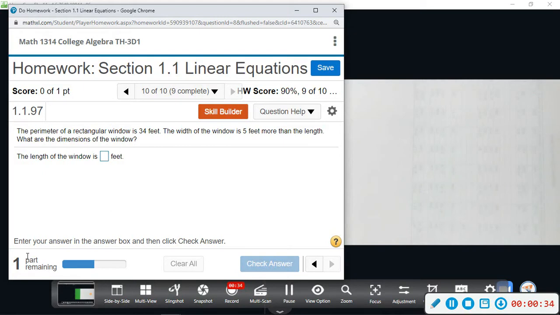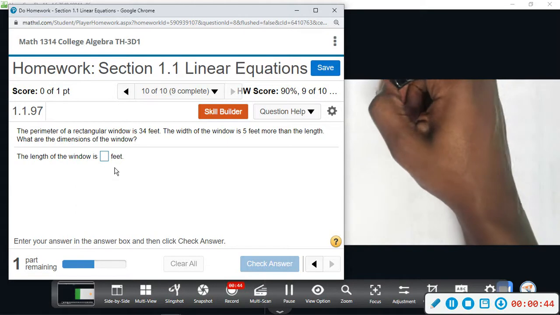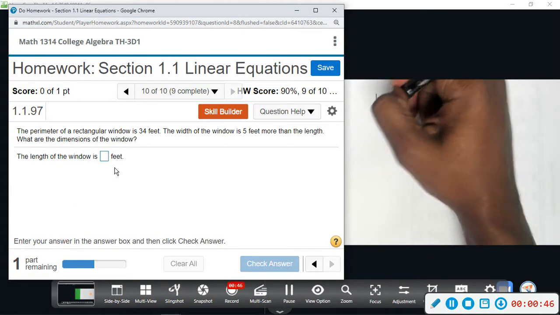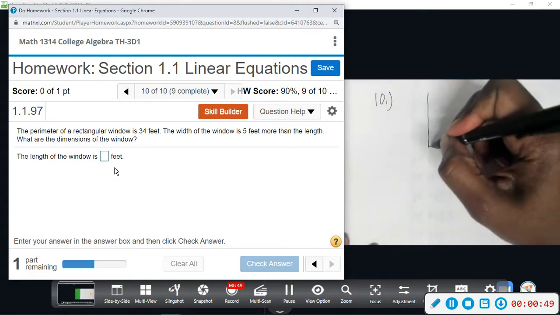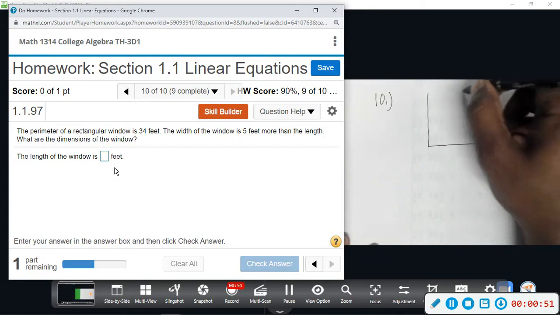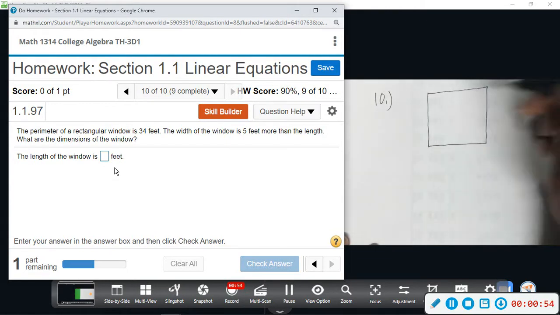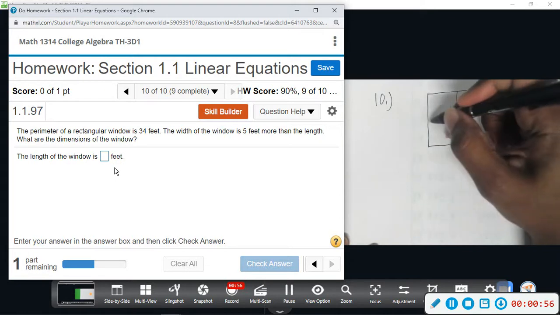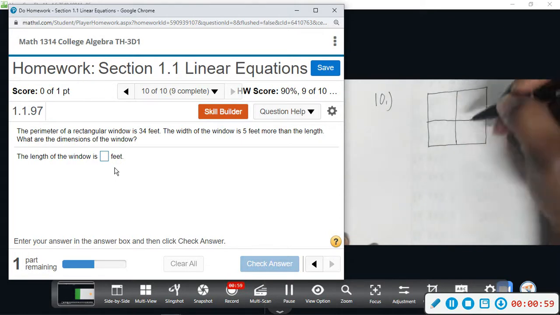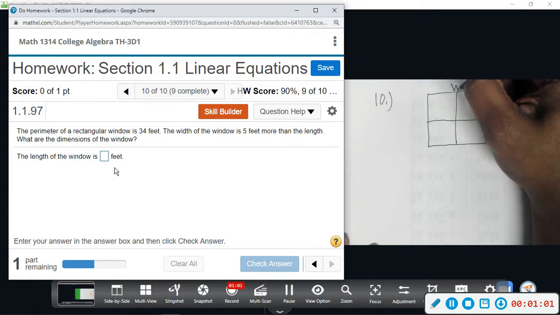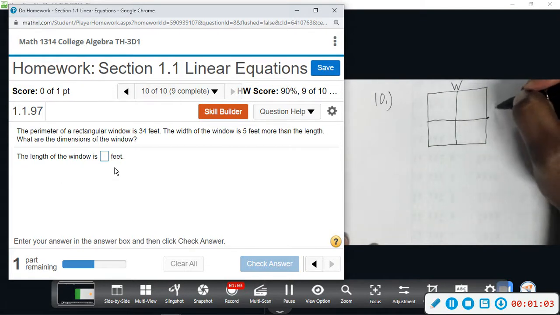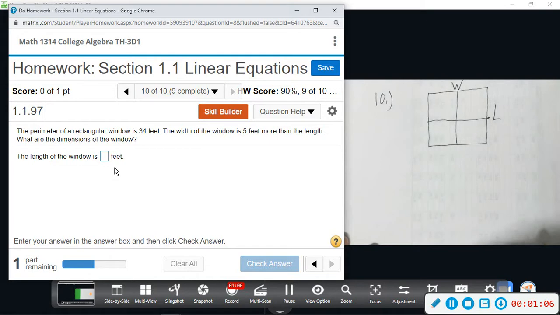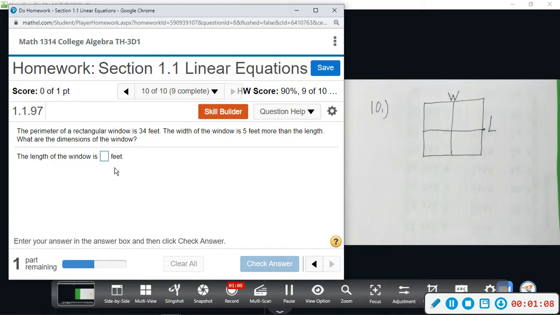Alright, so the question is asking us what are the dimensions of the window, and I'm going to draw a little diagram, or just a little rectangle. We've got some window. We have width and we have length. It doesn't really matter how you label them. Just know that you have a W for width and an L for length.